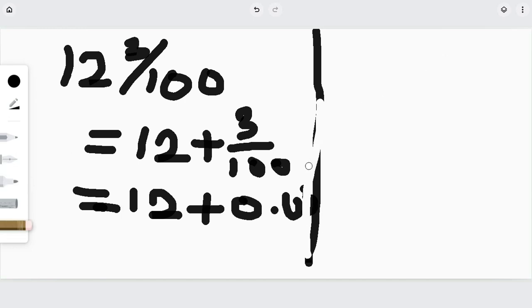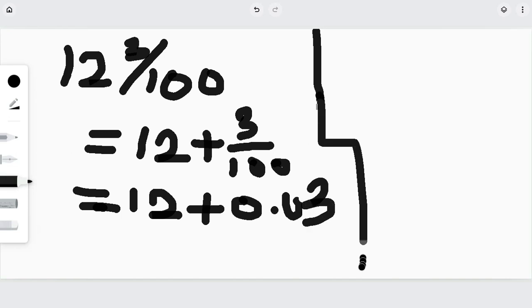So this is 0.03. That is 0.03. Okay, now if that part is clear, it's easy for you to understand.